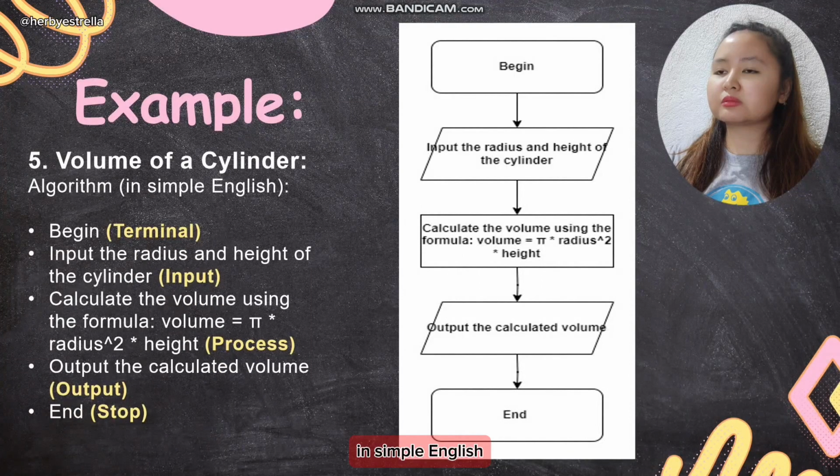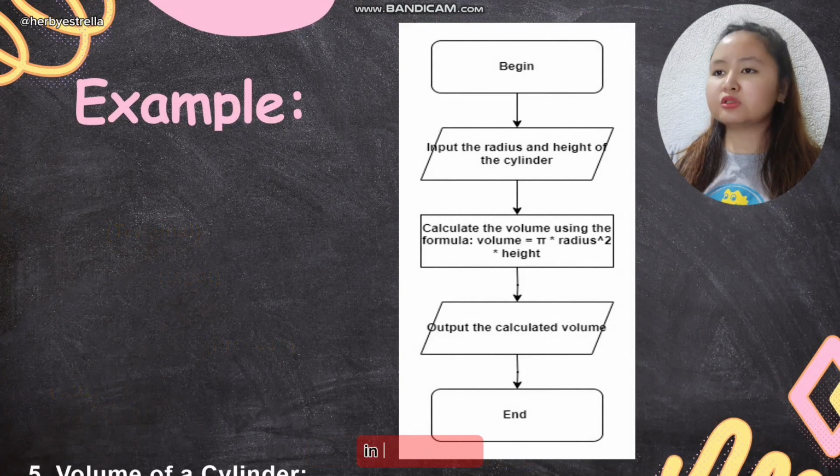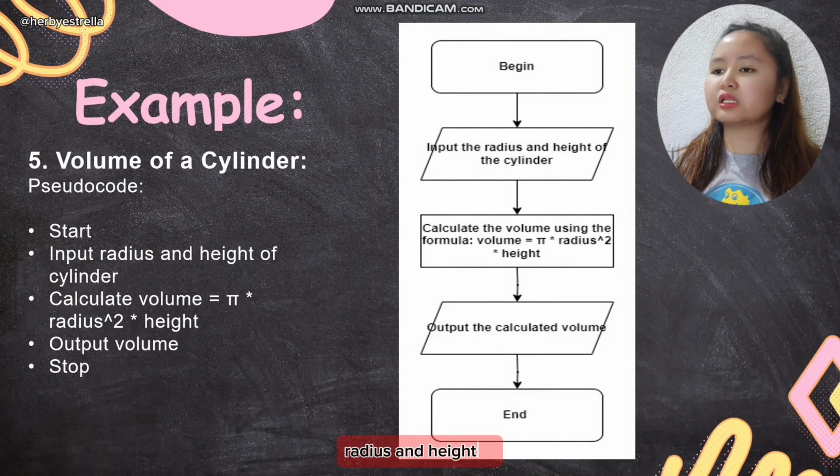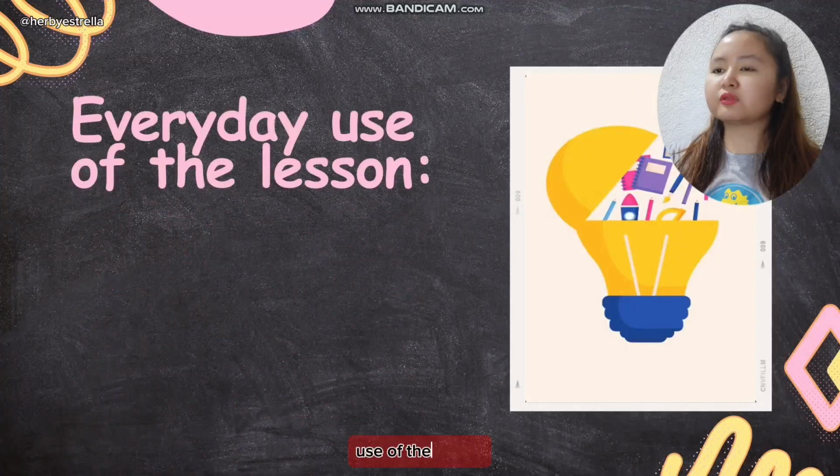Algorithm in simple English. To calculate the volume of a cylinder, start by inputting the values for its radius and height. Then compute the volume using the formula: volume equals pi times the radius squared times the height. Finally, output the calculated volume and end the process. And the flowchart for this one is in the picture down below. In pseudocode: start, input radius and height of cylinder, calculate volume equals pi times the radius squared times the height. Output volume. Stop.